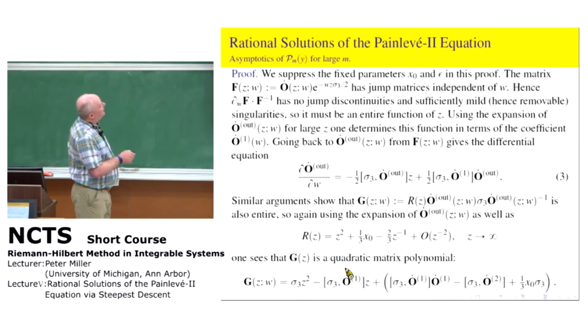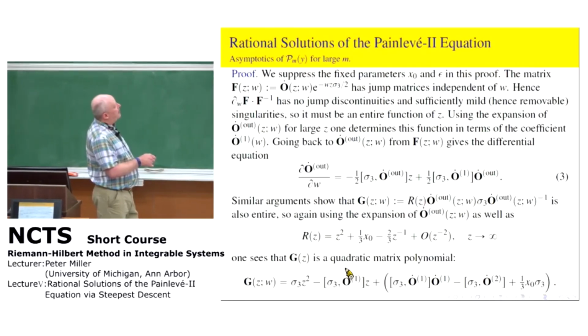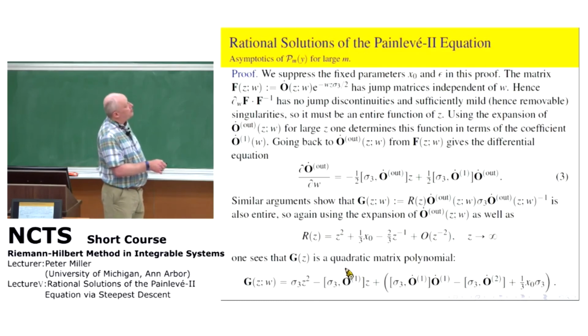Okay, so first, let's suppress all the fixed parameters, x naught and epsilon, in the proof to make the writing a little bit shorter. So then the matrix F, which is defined as O dot, the outer parametrix, times e to the minus wz sigma 3 over 2, well, what this does is it just removes those exponentials depending on wz from the jump condition. So it has jump matrices that don't depend on w, and that means that dwF times F inverse has no jump discontinuities, and it has sufficiently mild singularities that they are in fact removable. So it has to be an entire function of z.